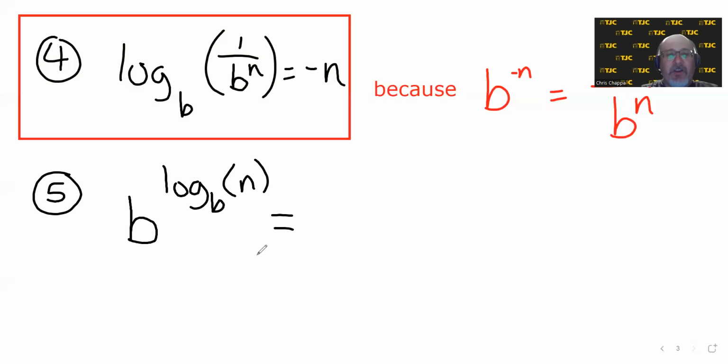Now this one seems really weird and out of nowhere, but let's think about it for a second. See the part I highlighted in yellow, log base b of n? I don't know what its answer is, but I know what its answer does. The answer to that highlighted log is the power, and I'm gonna draw an arrow because this is kind of important here.